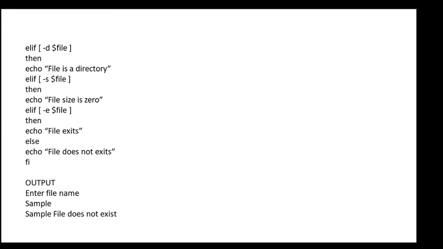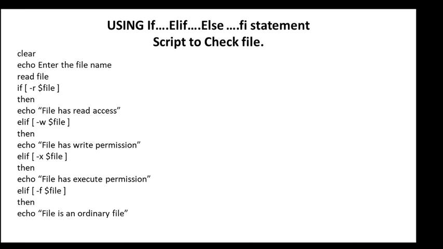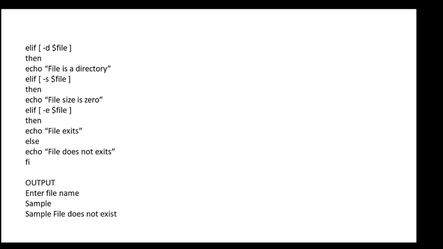Suppose the output will be: enter a file name, sample. First it is going to check all the conditions. It is not a readable file, it is not a writable file, it is not an executable file, it is not an ordinary file, it is not a directory. Is the file size zero? It is not zero. If all these statements are true, then file exists, else file does not exist. So here this sample file does not exist, that's why it is going to execute the else part.